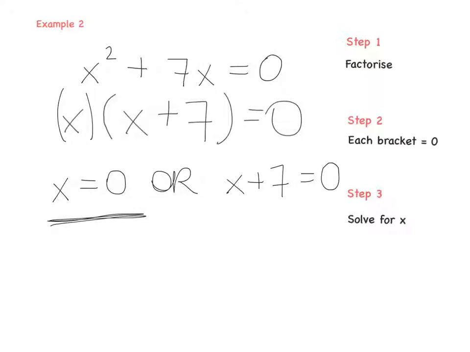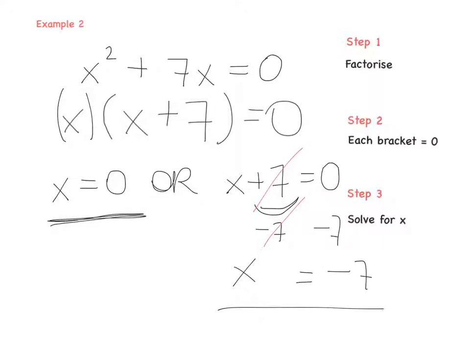So we have just part of the work to do, and we need to get rid of plus 7, so minus 7 and minus 7. Whatever we do on the left side, we must do on the right side as well. So x, we don't have it anymore, equals minus 7. And this is the next answer.